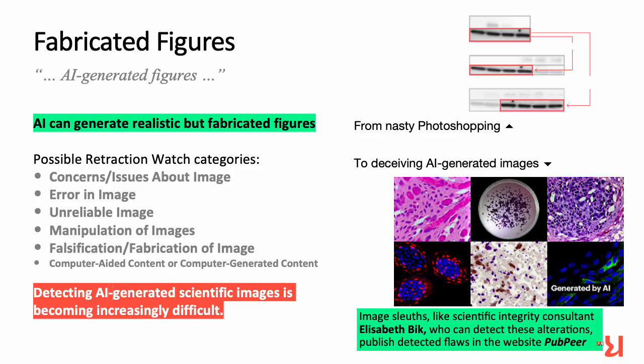Let's move beyond text and references to another essential part of scientific communication, which is figures. Scientific images have always played an important role in communicating evidence. In the past, image manipulation usually involved editing an existing image, for example, copying, cropping, or altering parts of a figure using photo editing software. Today, generative AI introduces a different possibility. Instead of modifying a real image, it can create an entirely new one that appears scientifically plausible.